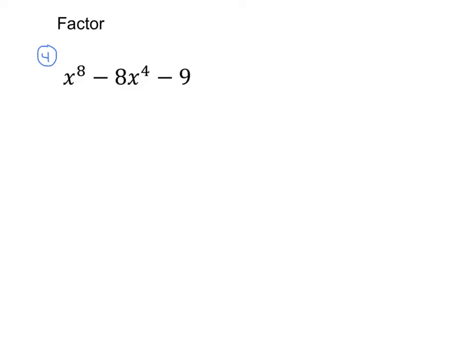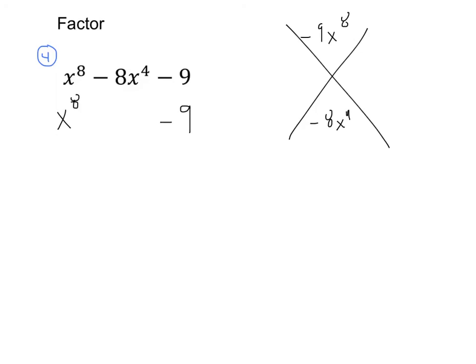Right? So x to the 8th is going to stay the same. Negative 9 is going to stay the same. Let's do our magic x. The bottom here is going to be the middle term, negative 8x to the 4th. The top is going to be the product of the first and last terms. So it should be negative 9x to the 8th. So I need to figure out what two things will multiply to be negative 9x to the 8th and add up to be negative 8x to the 4th.